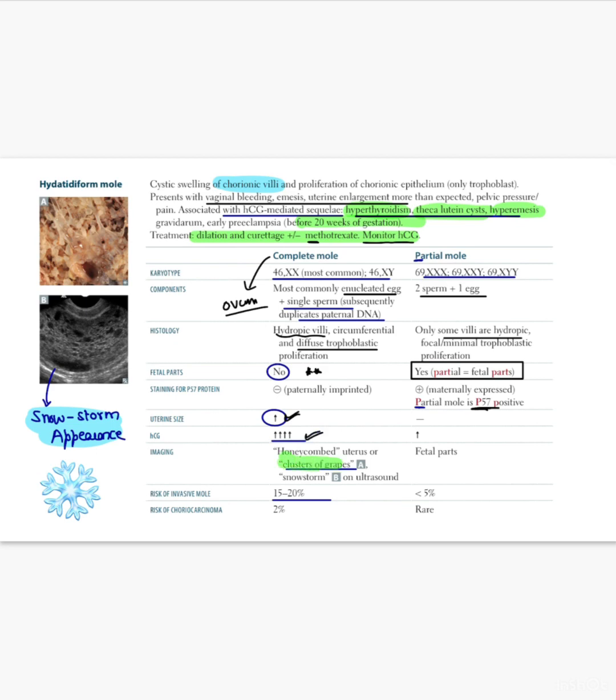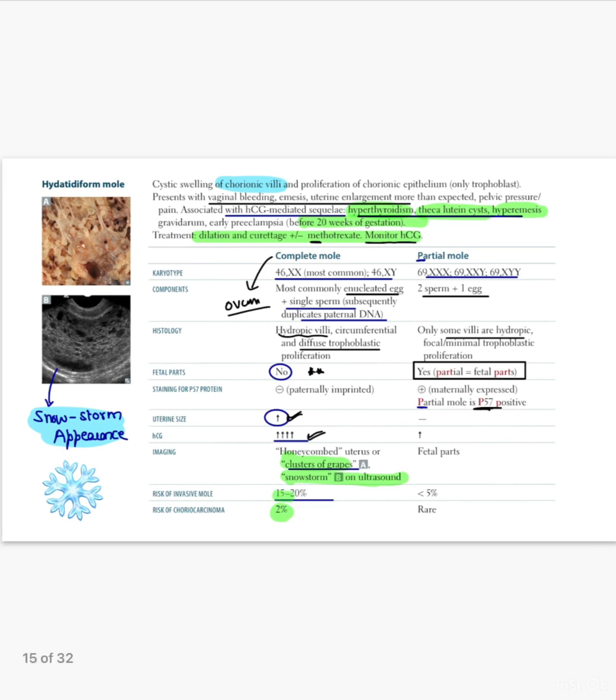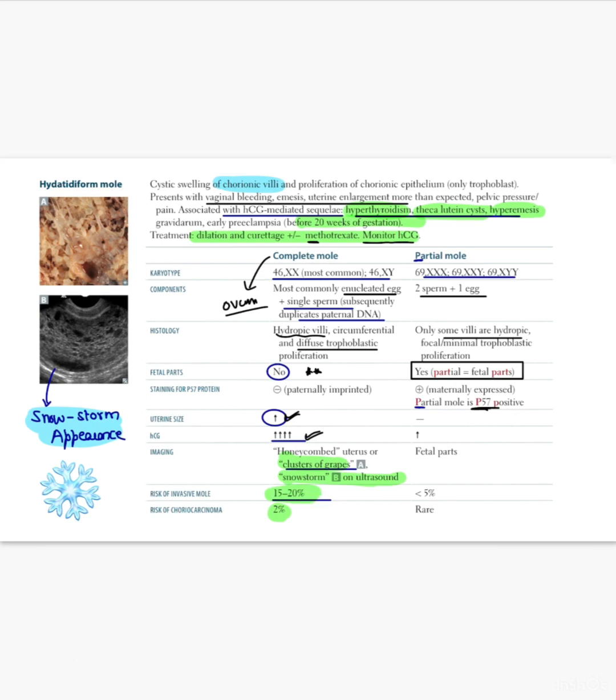This looks like a cluster of grapes or a snowstorm on ultrasound appearance, again important. The complete mole has a 2% chance of choriocarcinoma, and the risk of invasive mole is 15 to 20%. Everything is worse in the complete mole. That was about your complete mole.